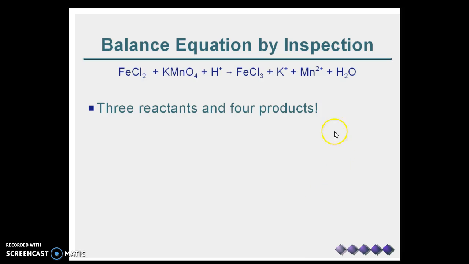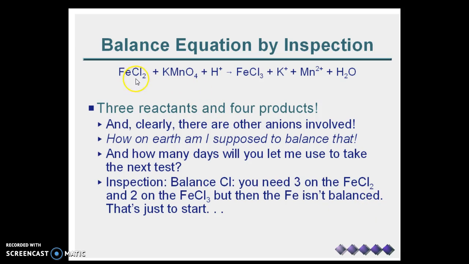It looks like the manganese is being changed and the iron is being changed. There are other anions. Chloride is involved. And how are you going to balance this? How many days is it going to take you? You need 3 chlorines on the FeCl2 to balance on here and a 2 here, but then your irons are unbalanced. That just doesn't look right.